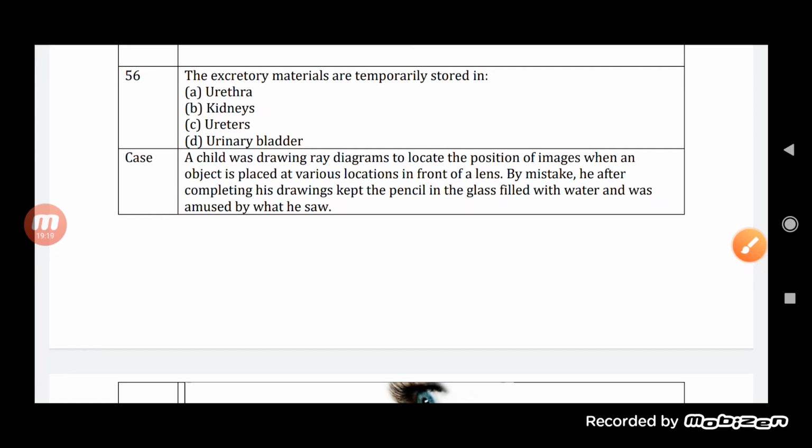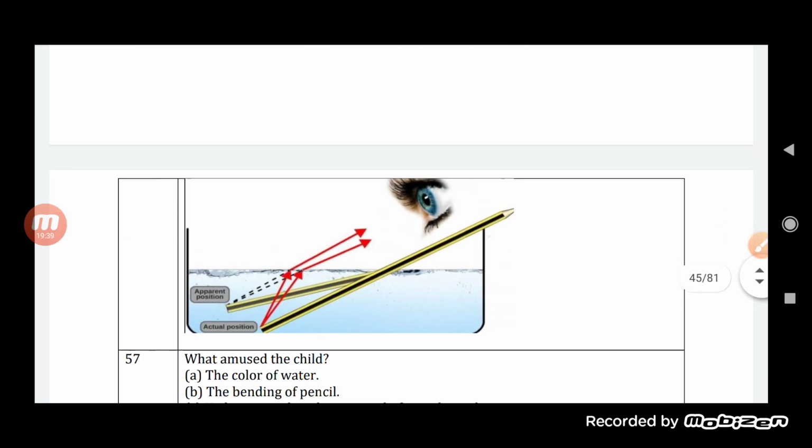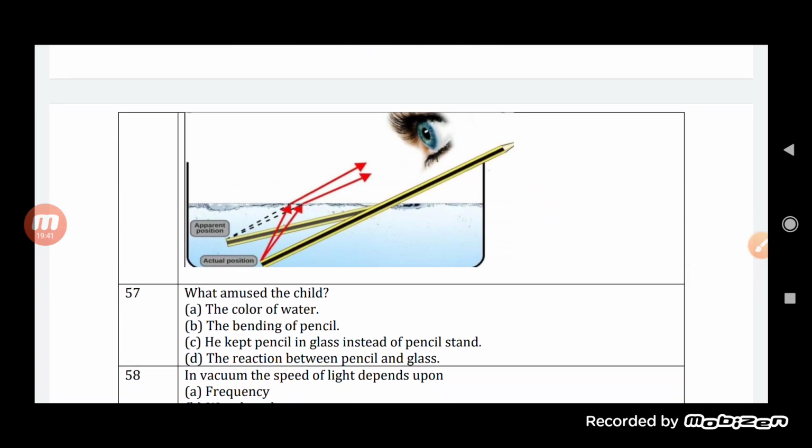A child was drawing a ray diagram to locate the position of images when an object is placed at various locations in front of the lens. By mistake, after completing his drawing, he kept the pencil in a glass filled with water and was amused by what he saw. What amused the child? The color of the water, the bending of the pencil, he kept the pencil in the glass instead of the pencil stand, or the reaction between pencil and the glass? Actually, the bending of the pencil.